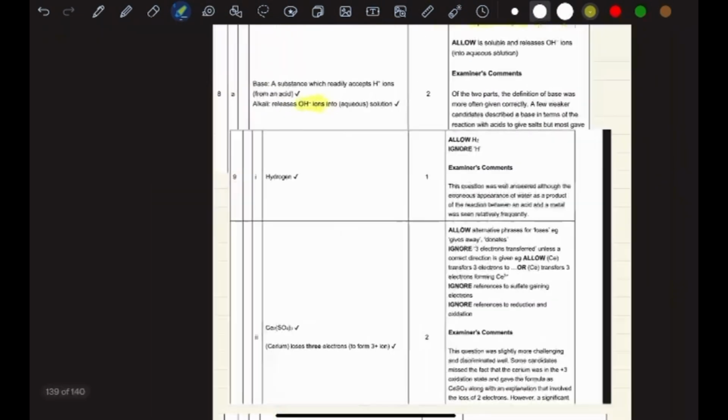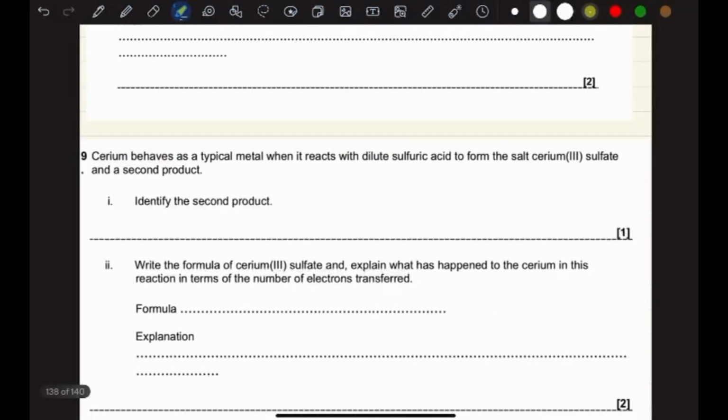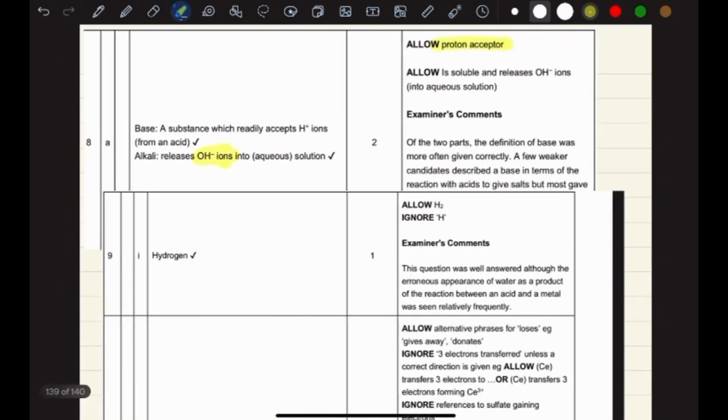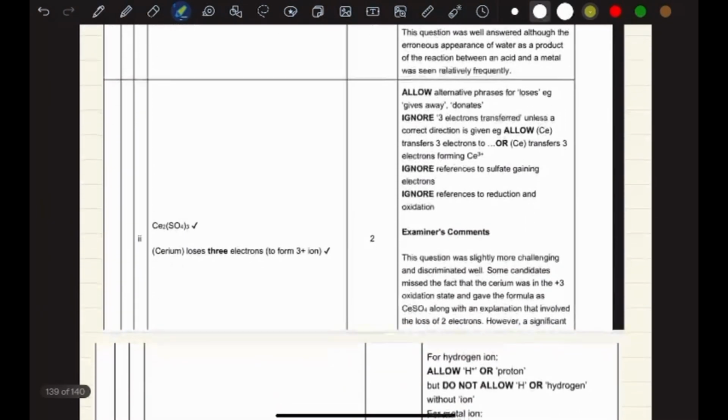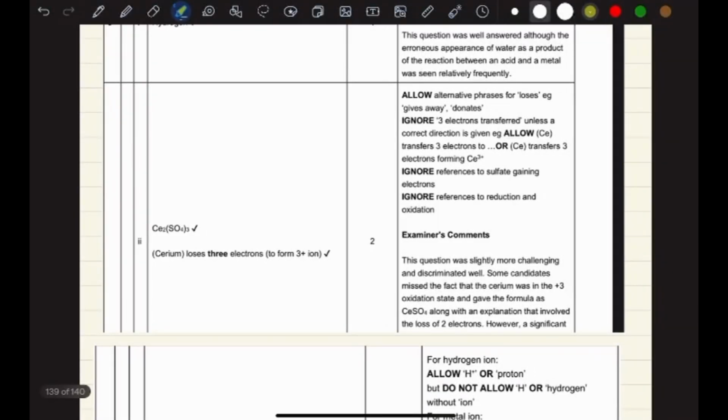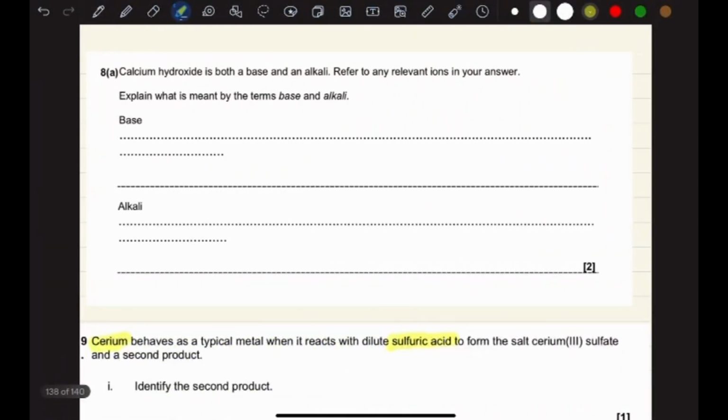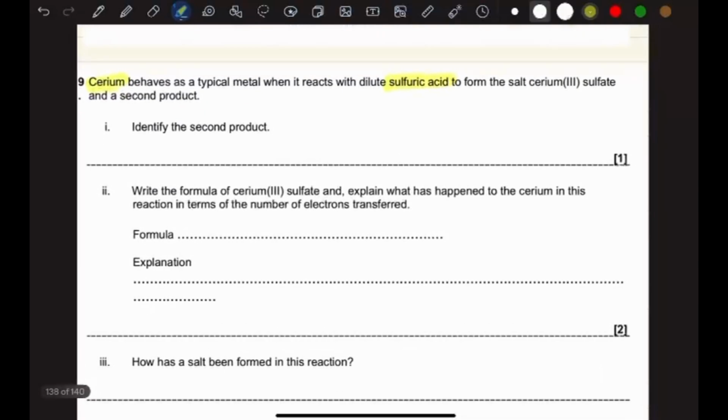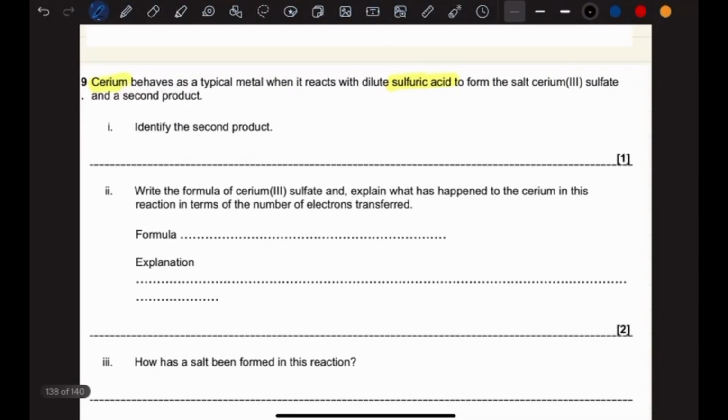Now, the reaction that they gave us was with a metal and acid. So you need to remember, metal plus acid is going to be salt plus hydrogen. And then the second part of the question, you just need to be able to give us the formula. I feel like we've covered this in a different lesson, but you should already know that sulfate is SO4 2 minus.